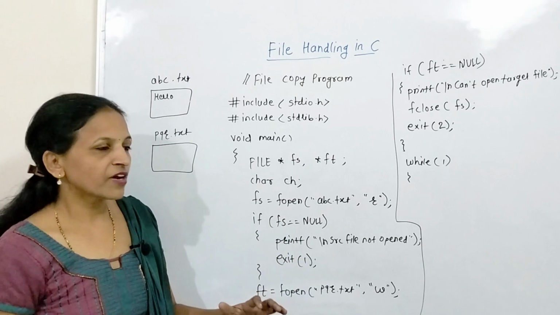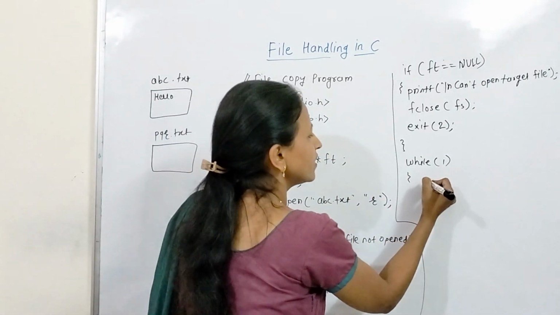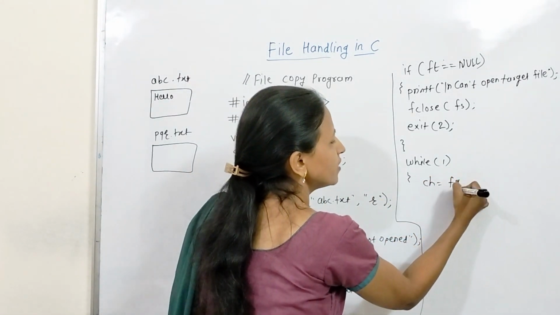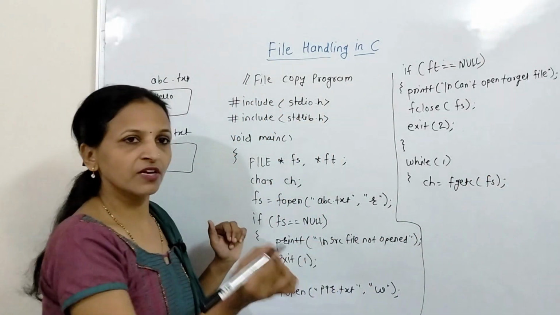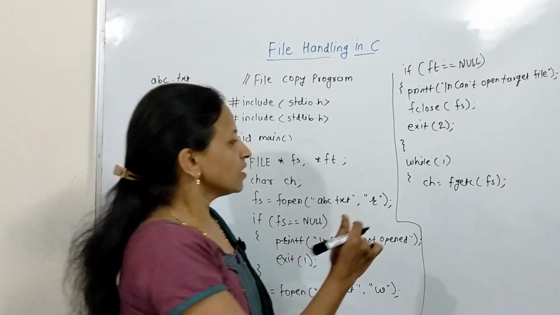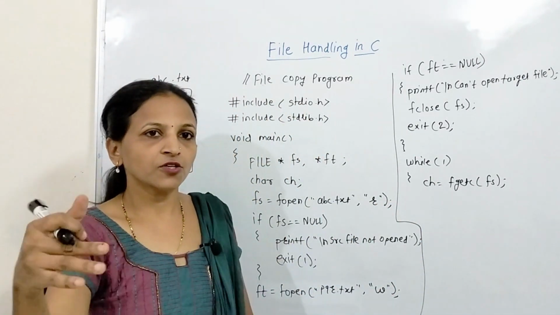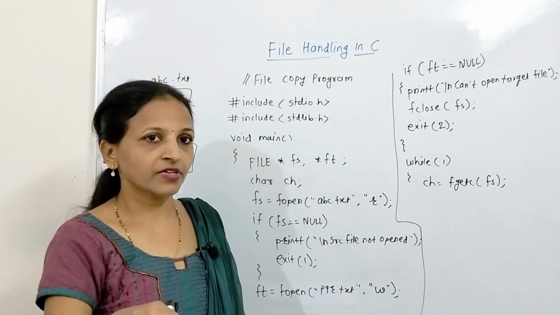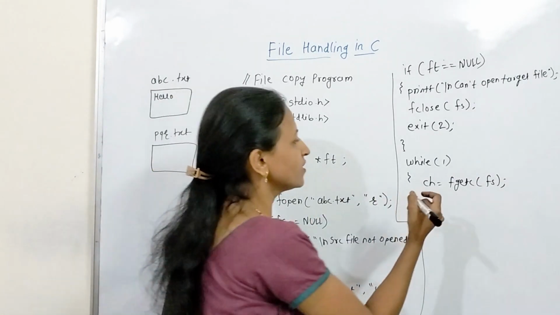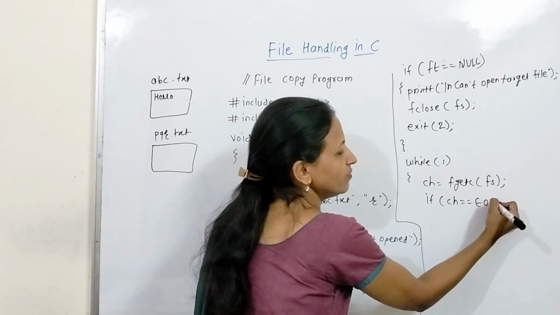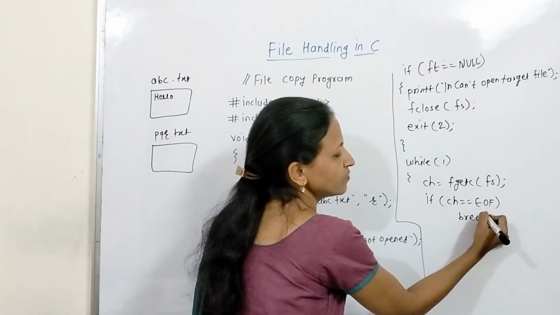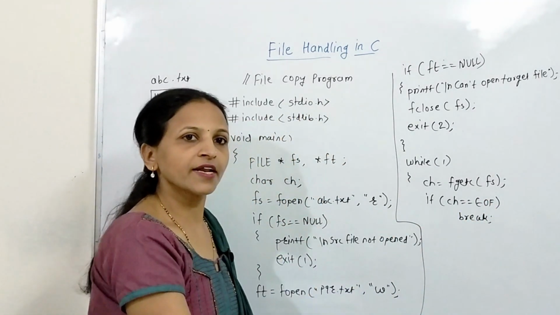See, from the source file we have to read one character. How will we write it? Like this: ch equals to fgetc fs. fs means from the source file we have read one character. Now we have to write that character into the target file. But if it is EOF, then we have to stop. That's why we will check here if ch equals to EOF, then break. Otherwise we have to write that character into the target file. Simple.